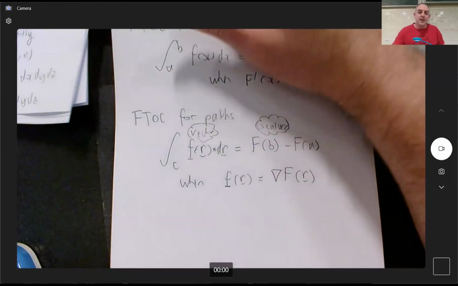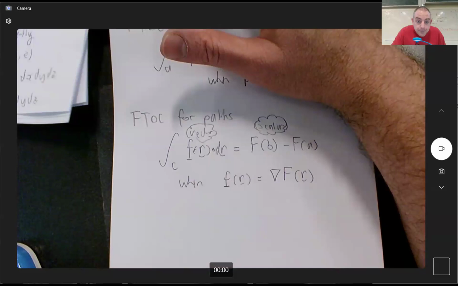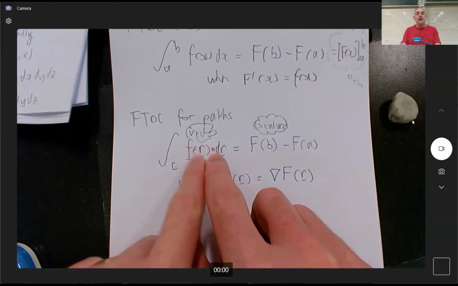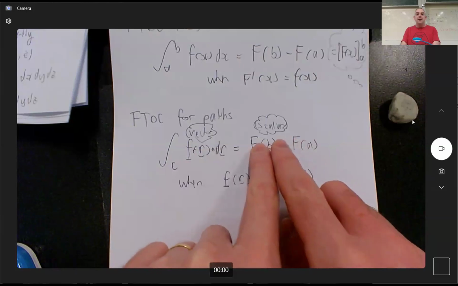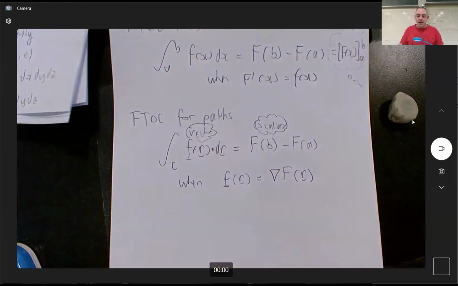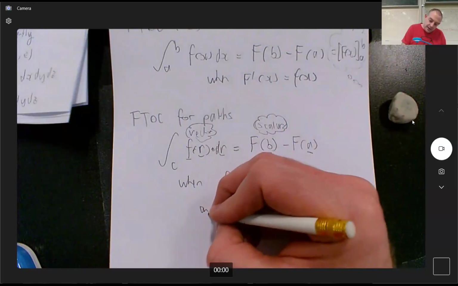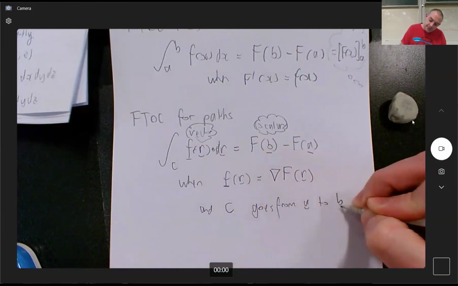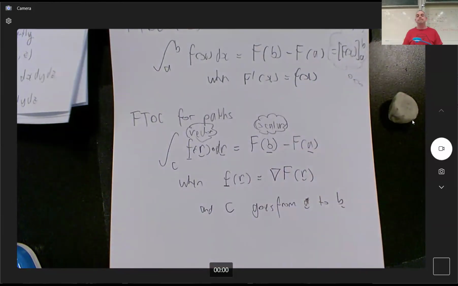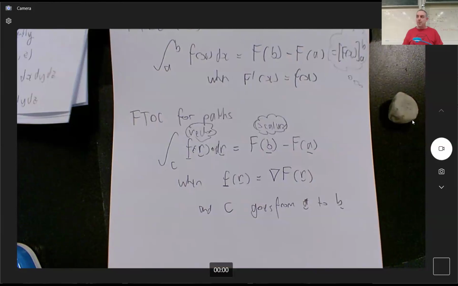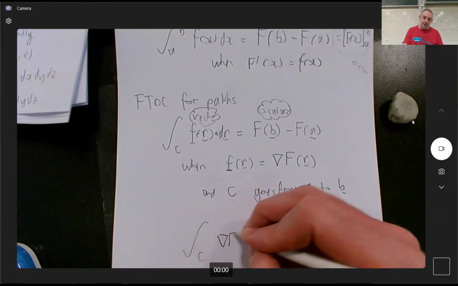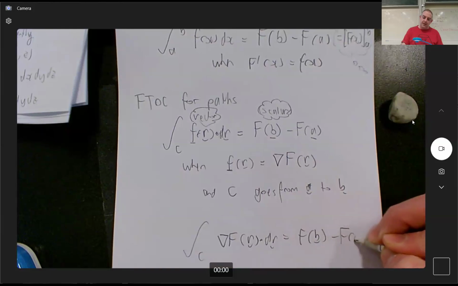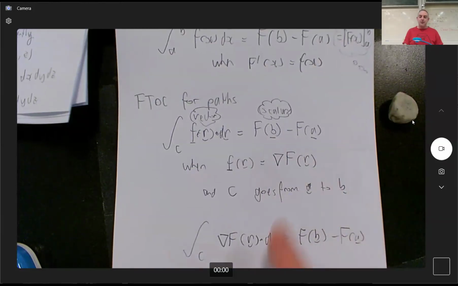So, fundamental theorem of calculus for paths, and I'm just going to do one more check just to see if I've got it right. Yep, I was right. If you do an integral of a vector along a curve, then it is the difference between a scalar function, when C goes from A to B. So some people prefer to write it like this, that the integral across C of gradient f of r dot dr is f of B minus f of A, as long as C goes from A to B.